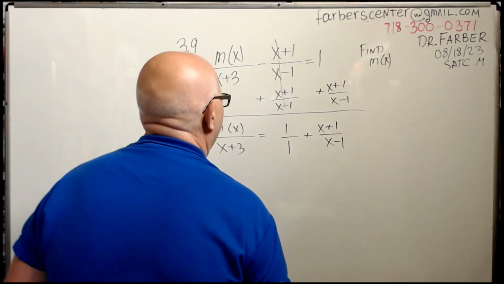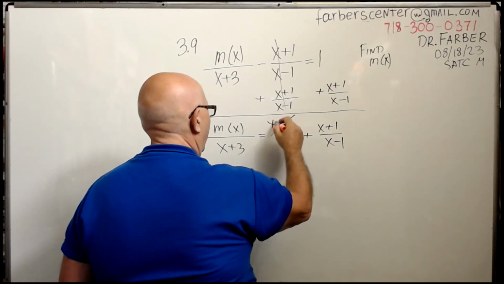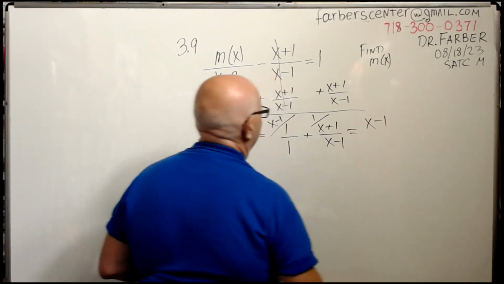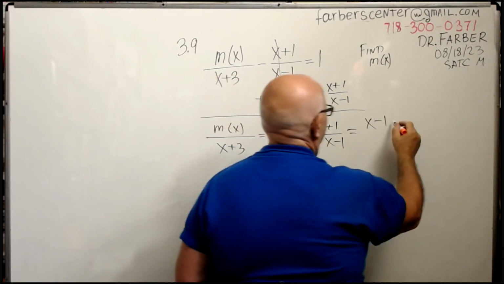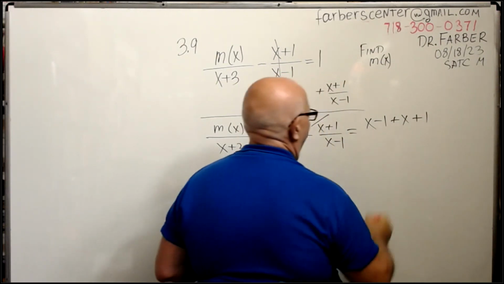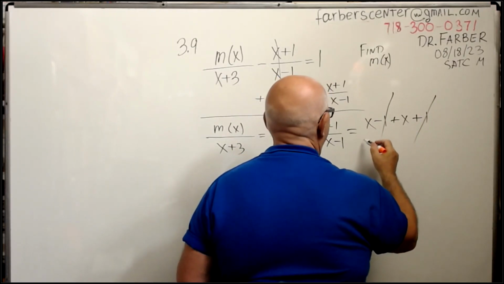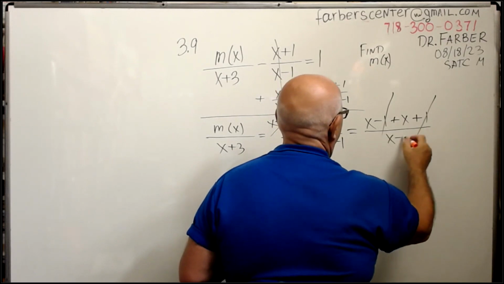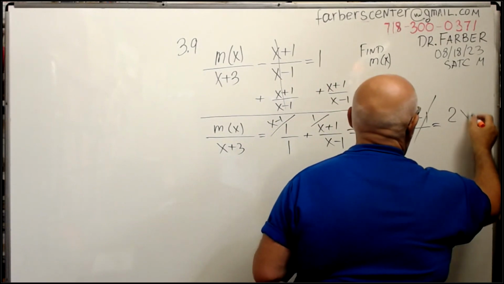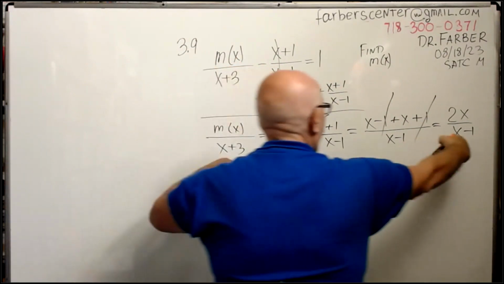So far so good? LCD is x minus 1. It will be (x minus 1) plus x plus 1, and cancel out these ones. Okay. And divide by x minus 1, which is 2x over x minus 1. Left and right, what you get, right?